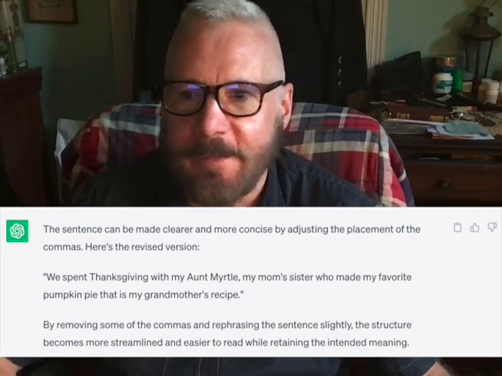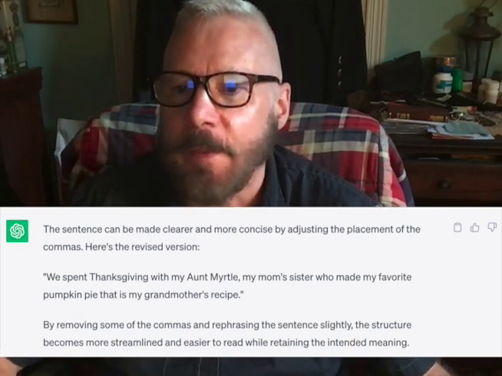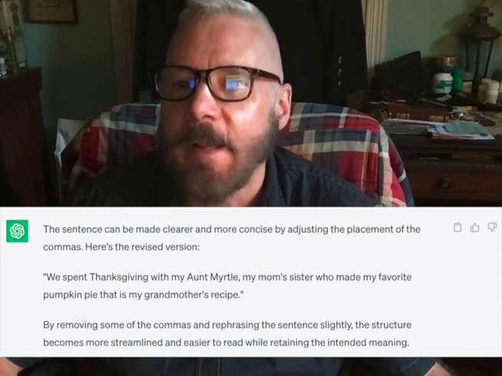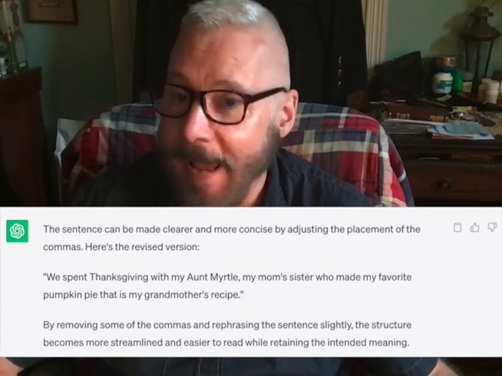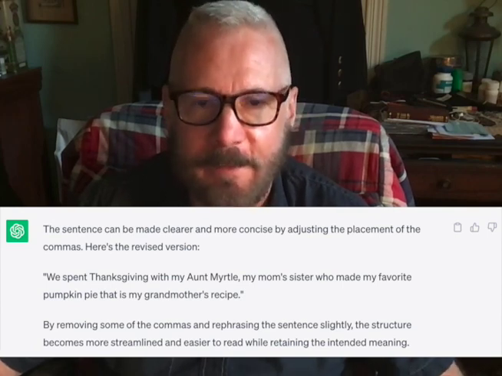And it even reiterates this by saying that by removing the commas and rephrasing the sentence slightly, the structure becomes more streamlined and easier to read, and it completely still says what we needed to say. All right, in the fifth example, we get another way of using ChatGPT for grammar. So here, rather than feeding it a specific sentence that we're concerned with and unsure of whether it's correct, we can also ask it questions that are more general in nature and ask it to explain rules.